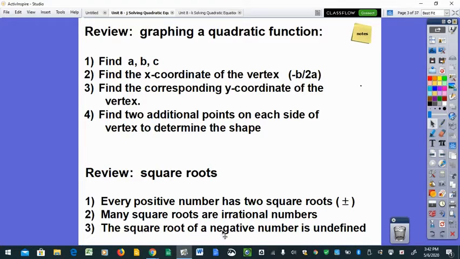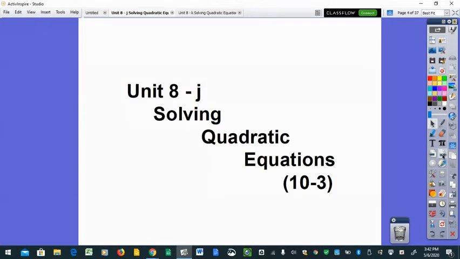And remember that the square root of a negative number is undefined because there is no number times its identical twin that will give you a negative number. 3 times 3 is 9, but negative 3 times negative 3 is also 9. So the square root of a negative number is undefined. Just some things that we want to pull together today as we start talking about solving quadratic equations. We're in the latter part of Unit 8. Please note that this corresponds to your textbook, Chapter 10, Section 3.